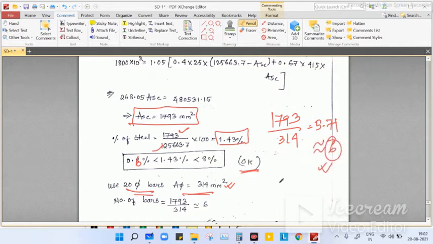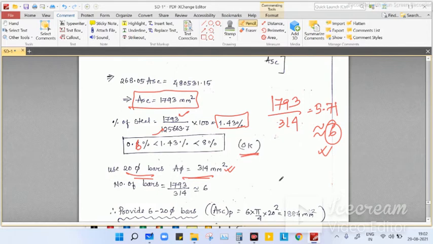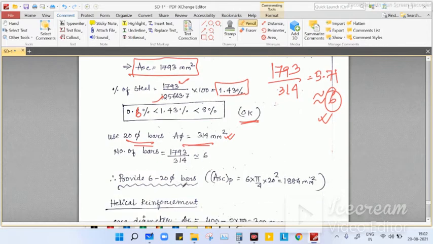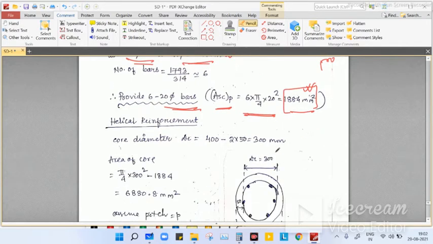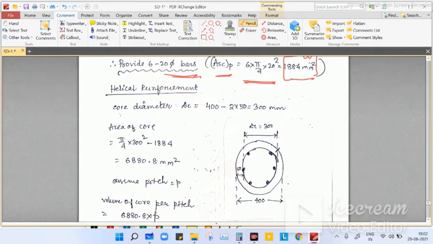Okay. So we provide 6 numbers of 20 diameter bars. So Asc provided, this is the actual Asc, is 6 into pi by 4 into 20 square, that is 1884 square mm. Now we will go for helical reinforcement design. Actually we have got the main bars, how many main bars and what is the diameter. Now we will go for the helical reinforcement.